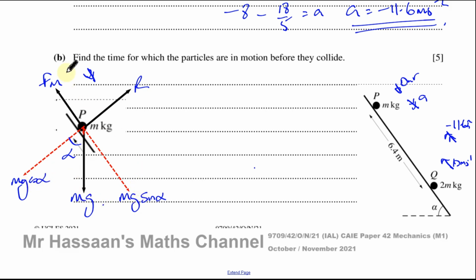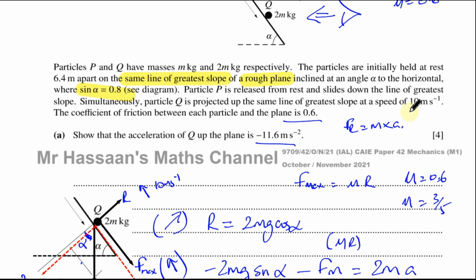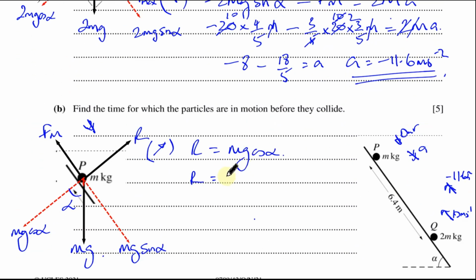And F max is mu R. So again, we can't use the same values as before for F max because R is different. This time R is equal to mg cosine alpha, not 2mg cosine alpha. That will affect the value of F max. So this is m times 10, that's 10m times cosine alpha. Remember, cosine alpha was 3/5. So it's 10 times m times 3/5. 30 over 5 is 6. So R is equal to 6m.